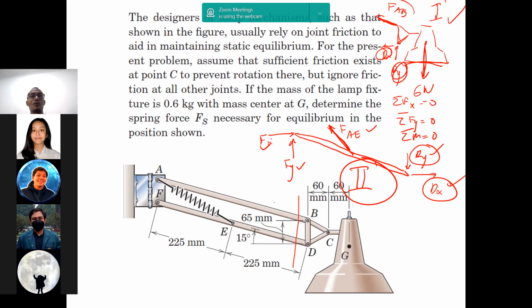Yang bisa kita lakukan adalah menyelesaikan free body diagram satu persatu. Setiap free body diagram itu ada 3 unknowns yang bisa kita selesaikan. Nah, kamu benar tadi. Kamu coba lihat dulu yang FD. Oke, bagus itu. Tujuannya supaya tahu tempat yang kita bisa mendapatkan FAE itu kan adalah batang FD. Jadi kita akhirnya nanti pasti akan ke batang FD.